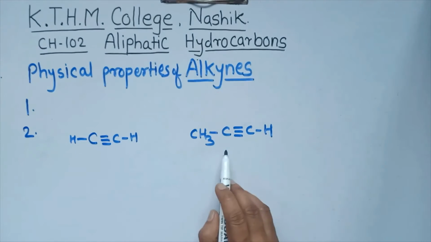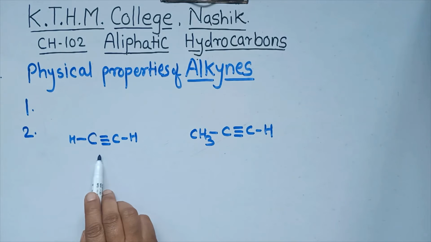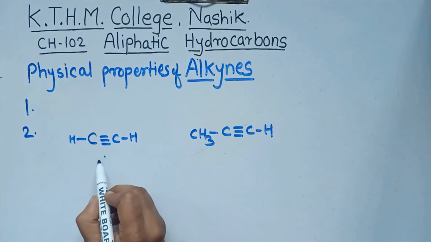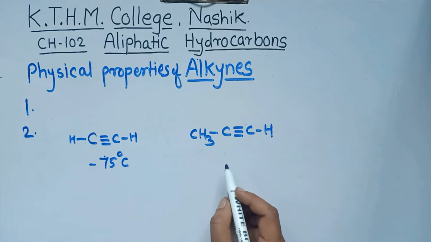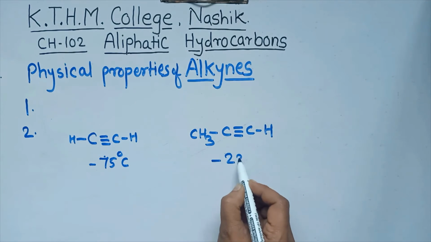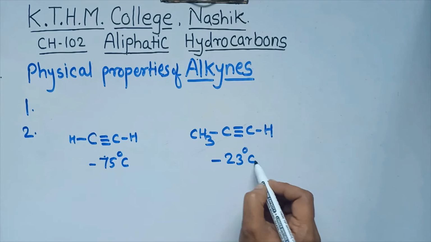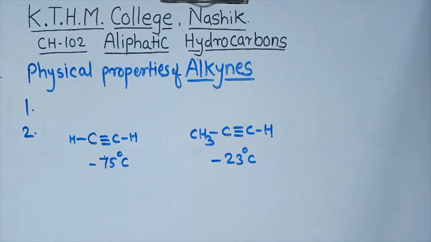Three carbons are there, so this is propyne, and this is acetylene. The boiling point of propyne is minus 23 degrees Celsius, while for acetylene it is minus 75 degrees Celsius. As the number of carbon atoms increases, the boiling point also increases. Why? Because the surface area increases, and that's why the boiling point also increases.